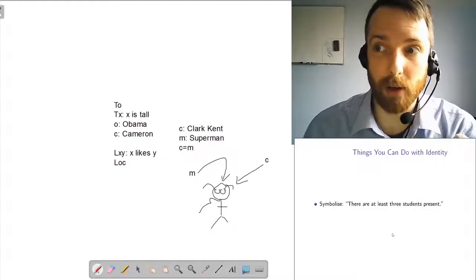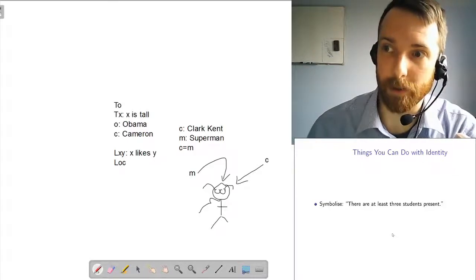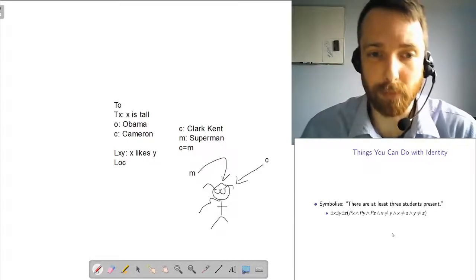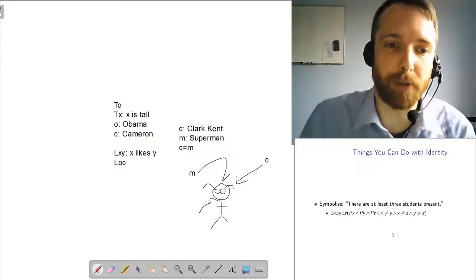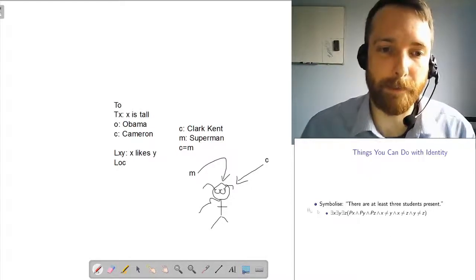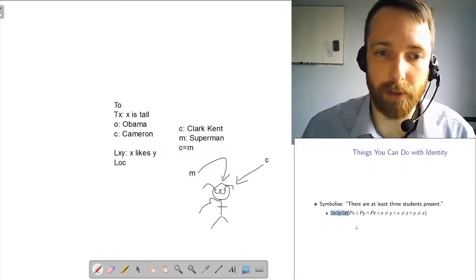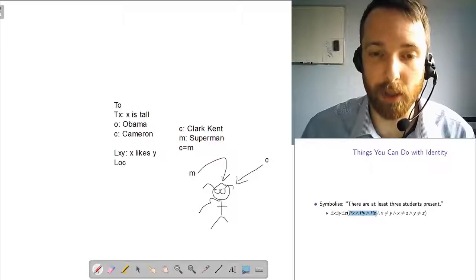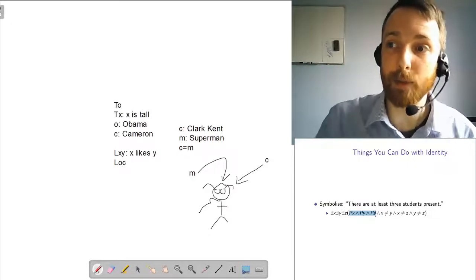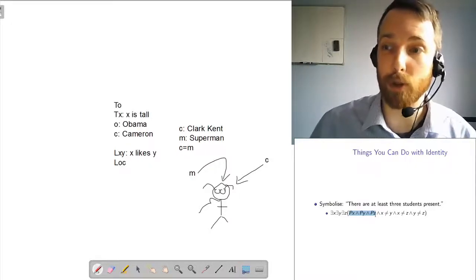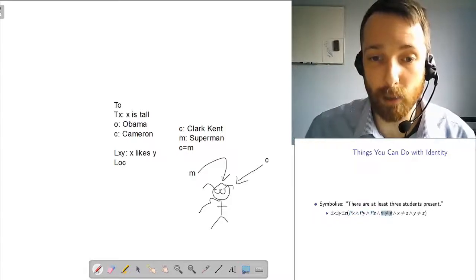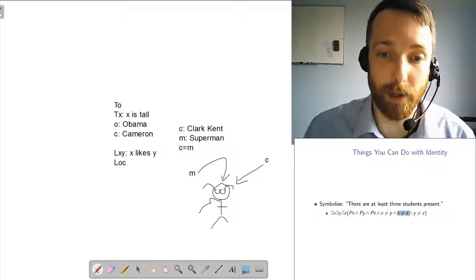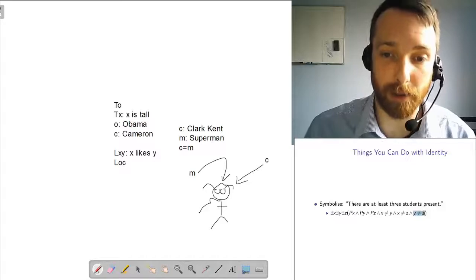What if I want to say there are at least 3 students present? This is going to get long, this is cumbersome. Okay, so I want to say, I can find 3 things, X, Y, and Z, such that all 3 of them are present: X is present, Y is present, Z is present. And now I have to say that each of them is different from the other 2. So X and Y are different from each other, X and Z are different from each other, Y and Z are different from each other.